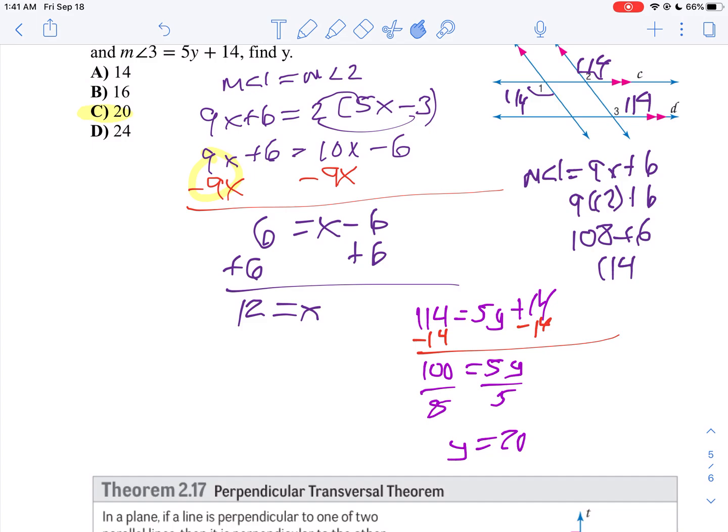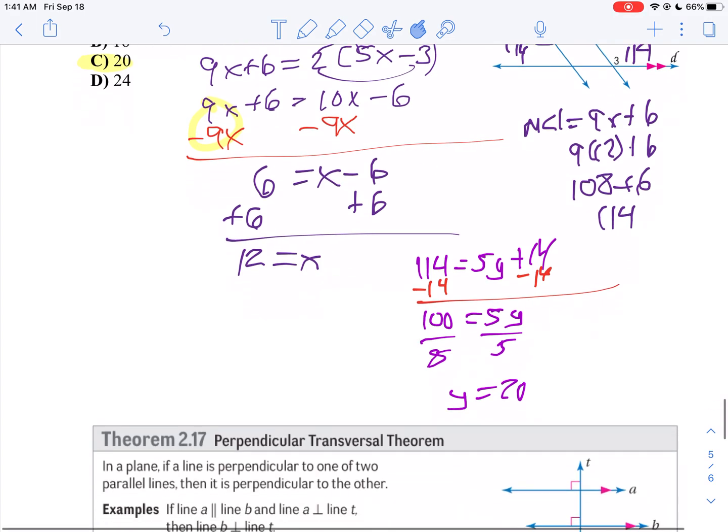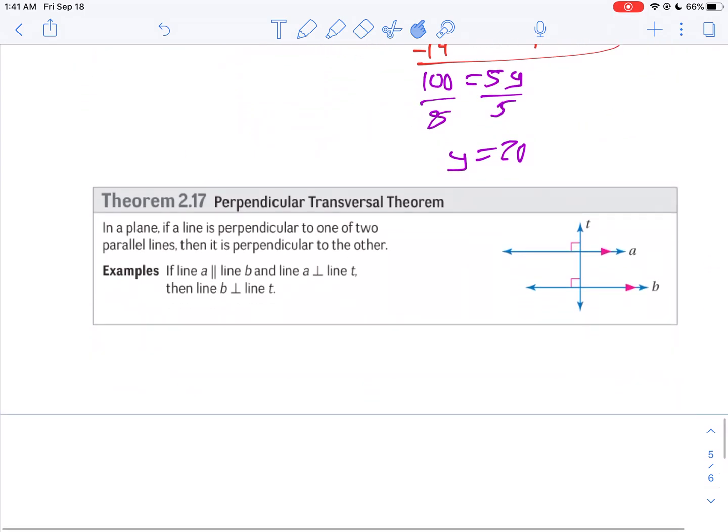Show me some work. The last theorem we're going to take a look at is called the perpendicular transversal theorem. Kind of a fancy name. So it means we'll probably use it once in a while because it has its own name. And what it says is if you have two parallel lines and your transversal is perpendicular to one line, then it has to be perpendicular to the opposite line.